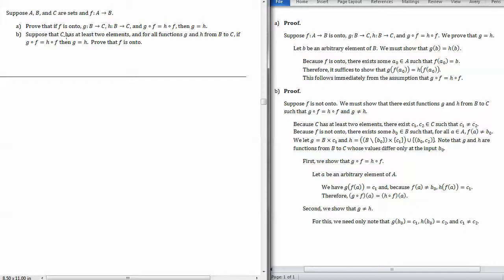What happens if C just has one element? Well, the quick answer is if you have a function mapping into a set with one element, there's not many things that function could be. There's only one possible function. It has to map everything to that single element. So these compositions aren't going to tell us much.